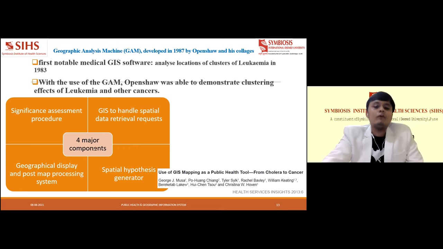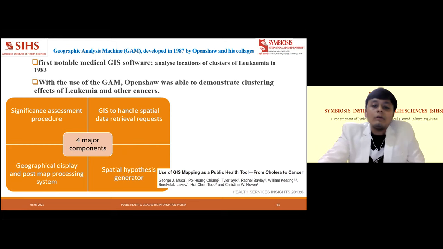There were four major components of the Geographic Analysis Machine, and this was around 1983 to 1987. Number one, there was a spatial hypothesis generator. Number two, there was a GIS to handle the spatial data retrieval requests by the user. Number three, there was a significance assessment procedure. And number four, there was a geographical display and post map processing system.